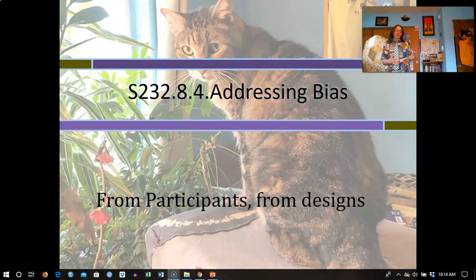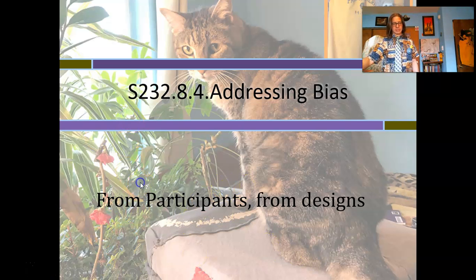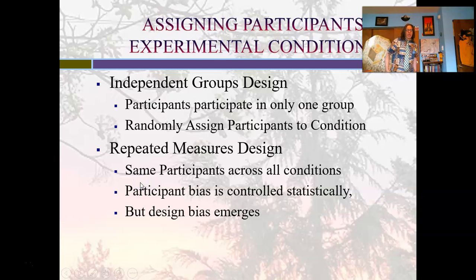Okay, so in the last video, I talked about how repeated measures designs introduce a certain type of bias. And so this video is about addressing that bias that occurs from designs. So just a refresher, in an independent groups design, participants participate in one group and we randomly assign an individual's condition. In a repeated measures design, we have the same people across all conditions.